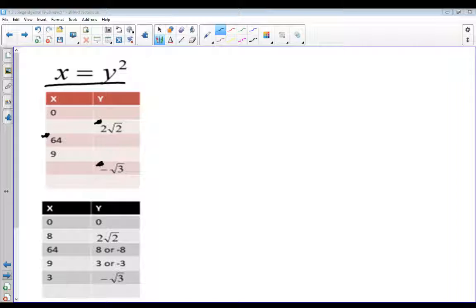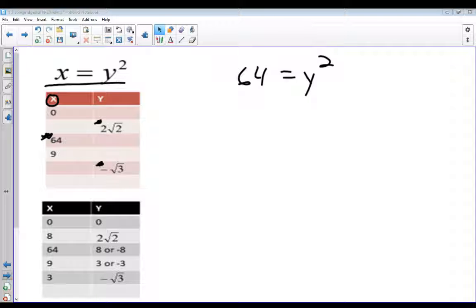I'm going to first do the 64. So in other words, what if x is 64? So 64 equals y squared. Now I need to find my y. But now to solve for y and get it by itself, I have to get rid of this power of 2. And just a heads up, if you guys remember, the way to get rid of that power of 2 is to take the square root.